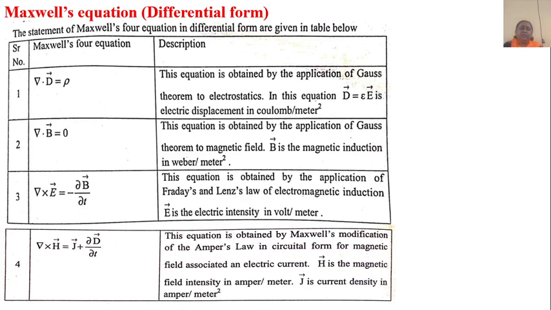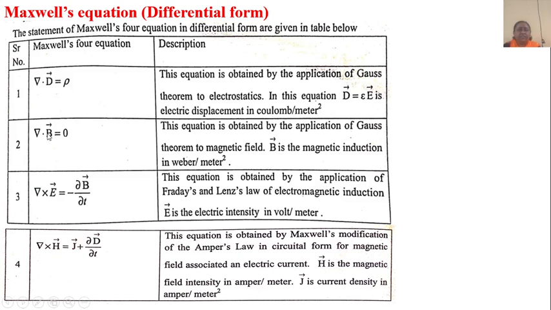Now see Maxwell equation in differential form. This table shows the statement of Maxwell 4 equation in differential form. Now Maxwell first equation, that is del dot D equal to rho. This equation is obtained by the application of Gauss theorem to electrostatic. In this equation, D equal to epsilon into E is electric displacement in Coulomb per meter square.